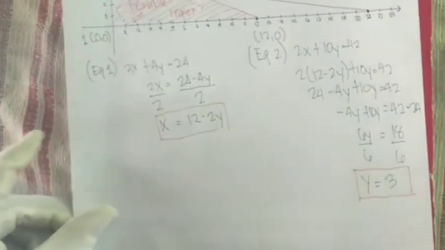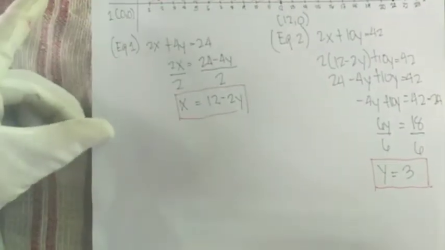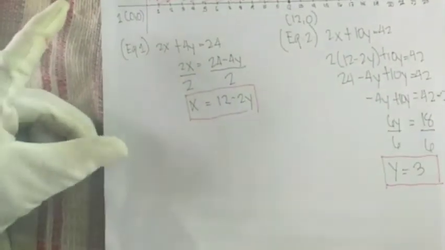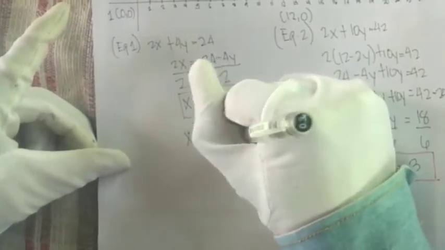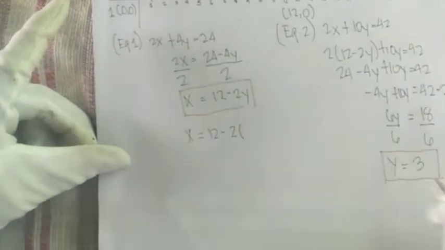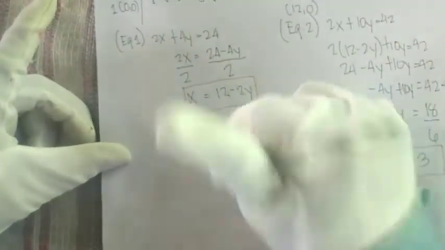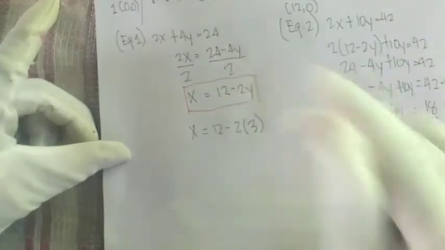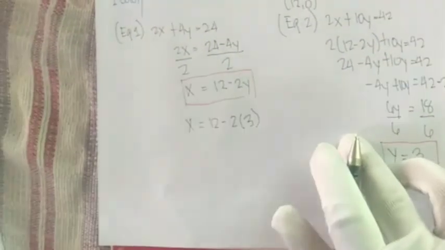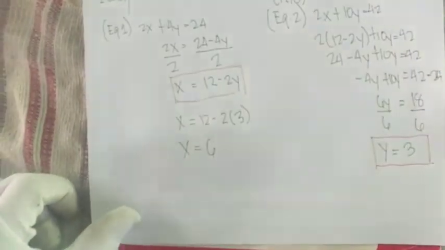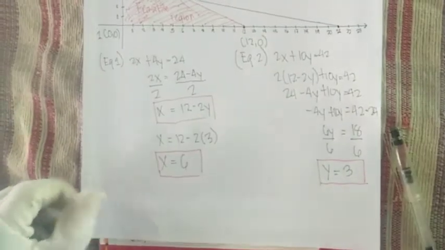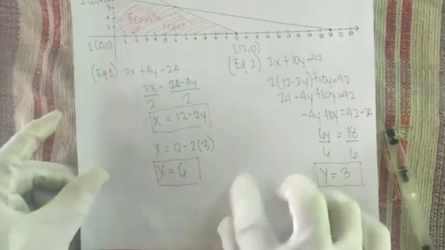And now we can solve the final value for x and substitute the y. So our x equals 12 minus 2, our value for y is 3. So 2 times 3 is 6. So 12 minus 2 times 3 equals 6. And now we have a final answer for our point 3.